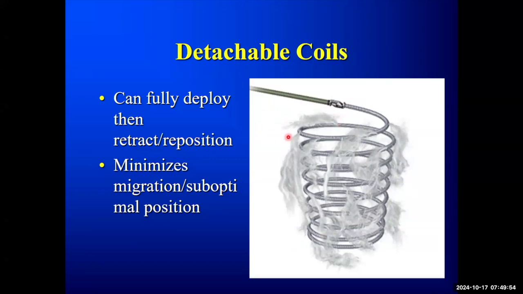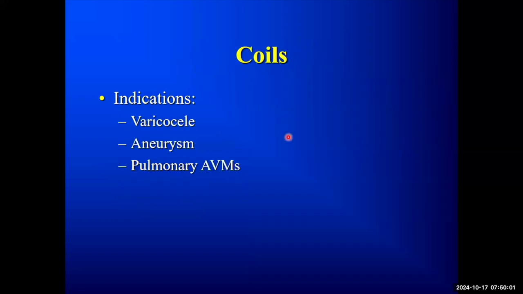We don't use them all the time, but we use them in challenging scenarios where we're worried about a complication or we're not sure where we're getting. So typical indications for coils: varicoceles, aneurysms, pulmonary AVMs.